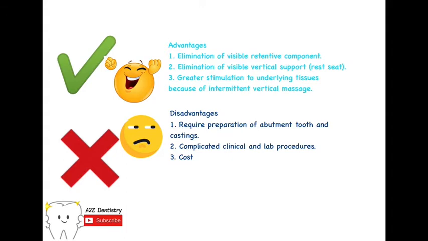Now we have previously seen the male and female component, okay, so basically this type of assembly provides a massaging type of effect. Therefore it provides a greater amount of stimulation to the underlying soft tissues. Coming to the disadvantages, the first one is that it requires preparation of the abutment tooth and a lot of casting procedure. As we have already discussed earlier, if we are custom fabricating it, that means we have to go through all that waxing procedure. And the next part is it is complicated. It involves a complicated clinical as well as lab procedure.